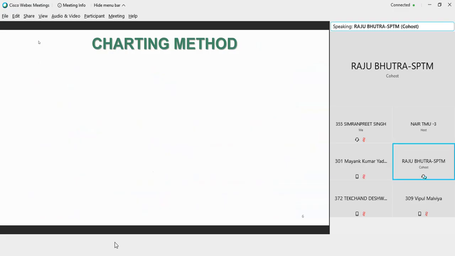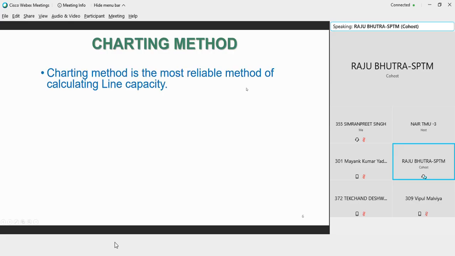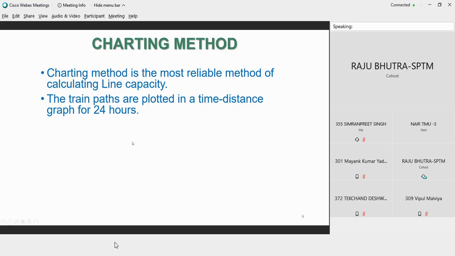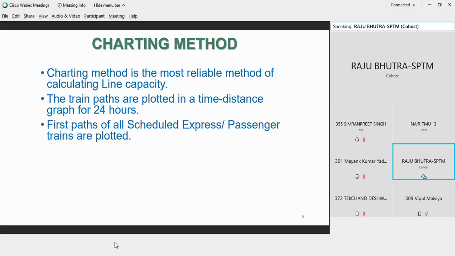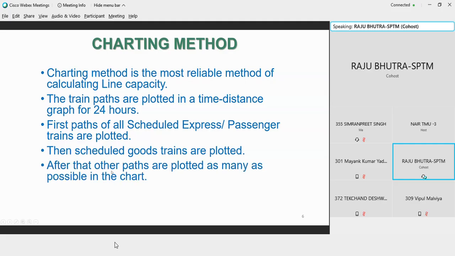Now, what is the charting method? Charting method is the most reliable method of calculating line capacity. The train paths are plotted in a time distance graph for 24 hours. So as I told you, we can take a master chart, and all the train paths which are possible are plotted on the chart for 24 hours. First, paths of all scheduled express passenger trains are plotted. Then scheduled goods trains are plotted. After that, other paths are plotted, as many as possible in the chart.